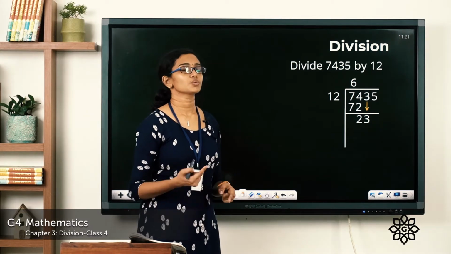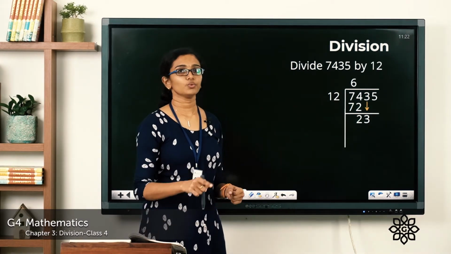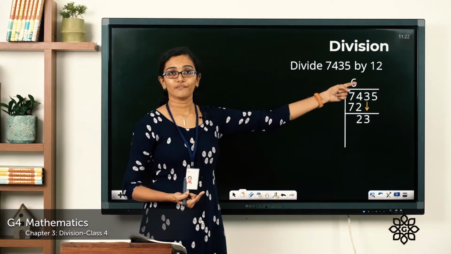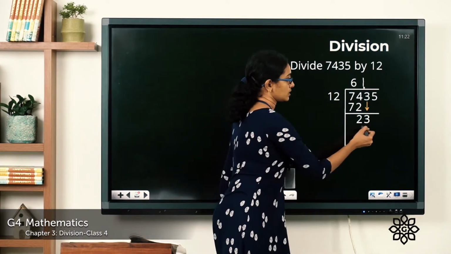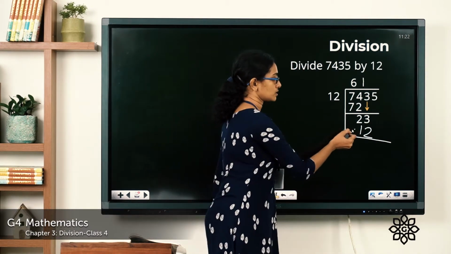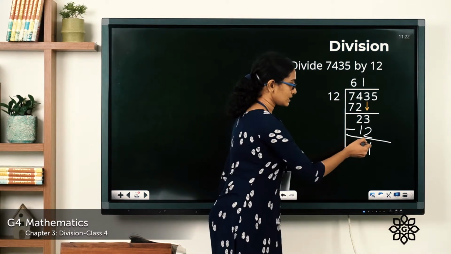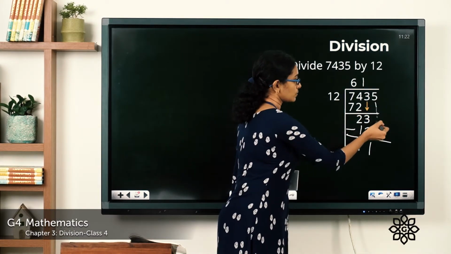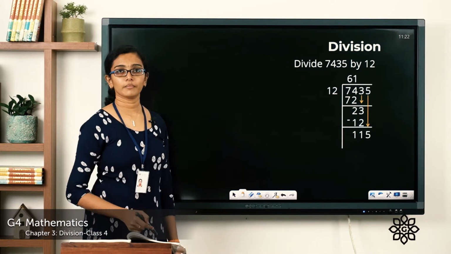12 ones are 12, 12 twos are 24, which is more than this dividend we are considering. So, consider the multiple before that one, before 24. So, that is 12 ones, right? So, let's write the 1 here. Now, we multiply 12 into 1 to give us 12. Now, we have to subtract these two numbers. So, we do 3 minus 2, that is 1. 2 minus 1 is 1. Now, the next step is to bring down the next digit, which is 5 here.